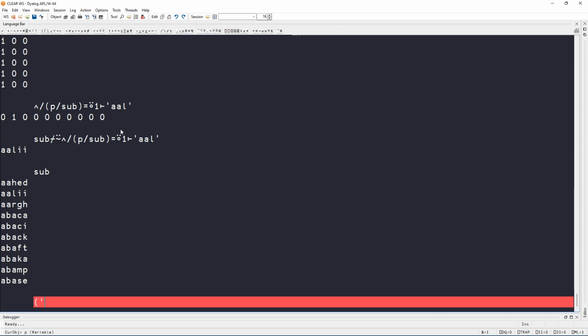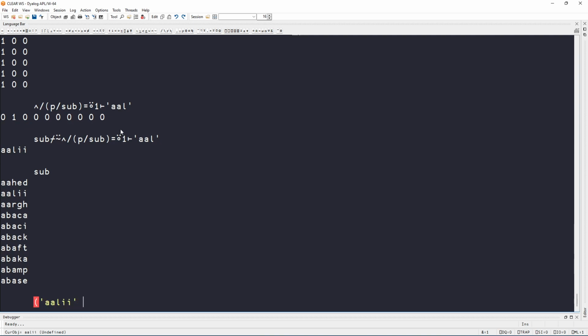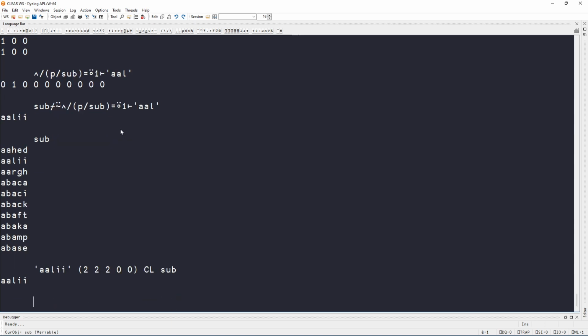So the guess was, it doesn't really matter. Let's see, AALII, and let's pretend that the score really was 22200. And now, why do I have enclosing parentheses here? These are not needed. And then we do CL on sub. And this is the only word that survives.